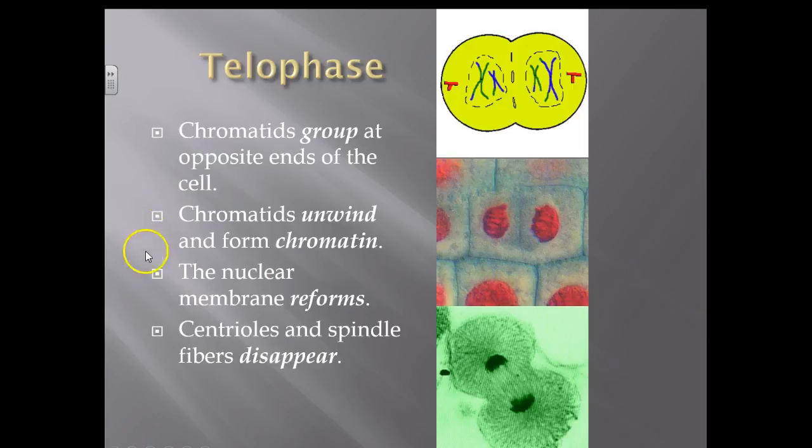The nuclear membrane is going to come back. It's going to reform. And these centrioles and spindle fibers, remember the job of the spindle fibers was to move the chromosomes around. Well, you don't need them anymore. The chromosomes have disappeared, so the centrioles and spindle fibers also disappear. Notice that's kind of the opposite of what happens in prophase.